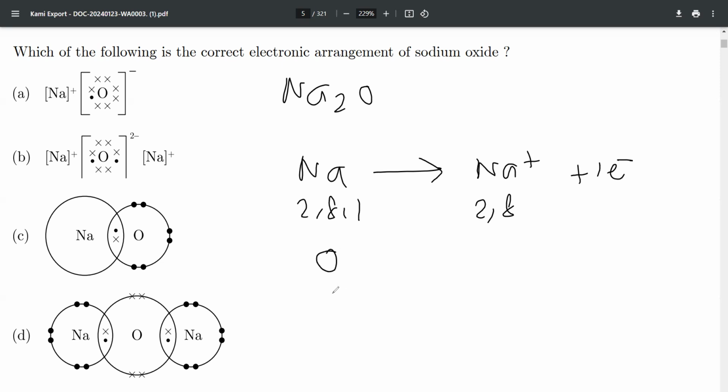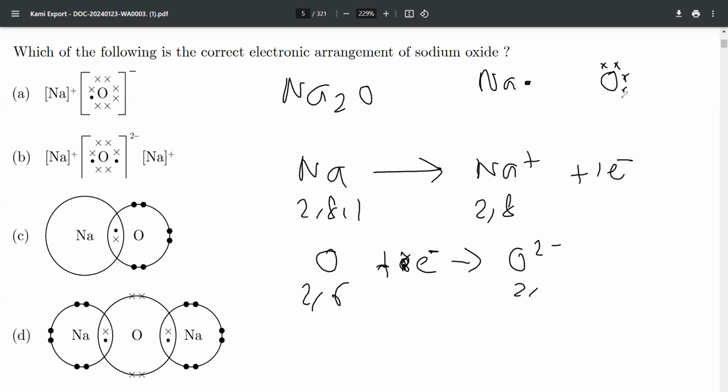Now, if I talk about oxygen, the configuration is 2,6. So it gains two electrons to form O2 minus, and the configuration is 2,8. Now, if I have to show the formation of the compound, I should write Na with a plus over it, right? And oxygen O, and O2 minus. Now, what you can see here is that sodium has one electron in the outermost shell, and oxygen has 1, 2, 3, 4, 5, 6 electrons in the outermost shell.